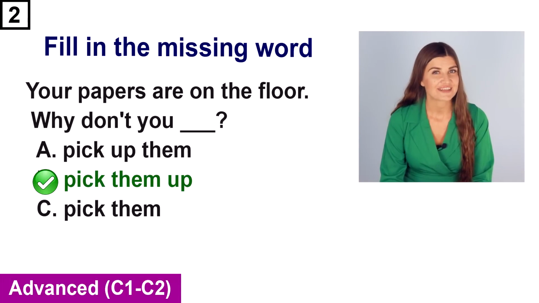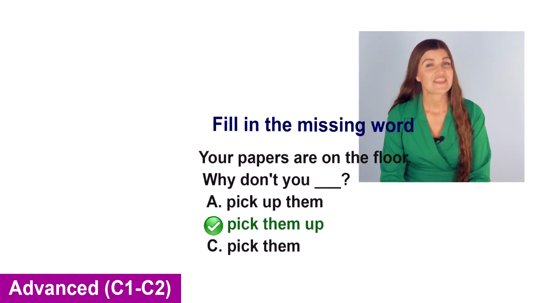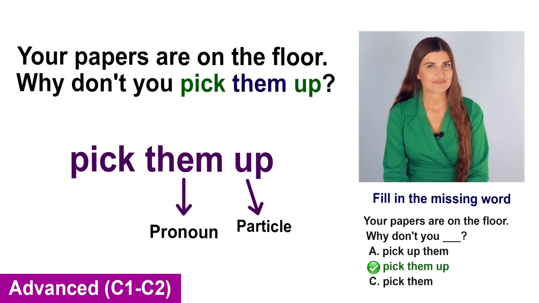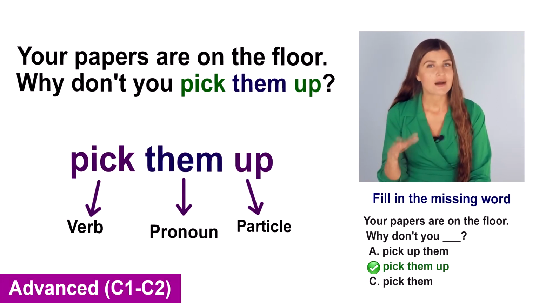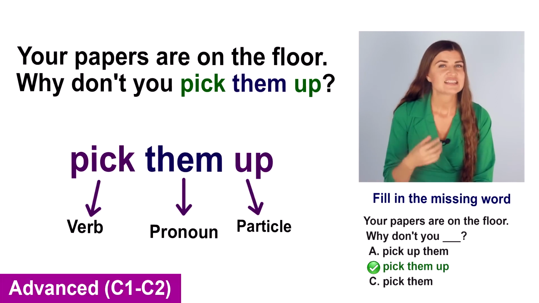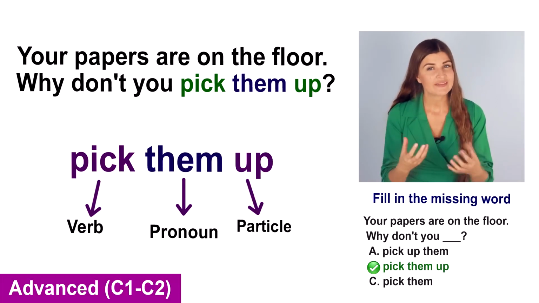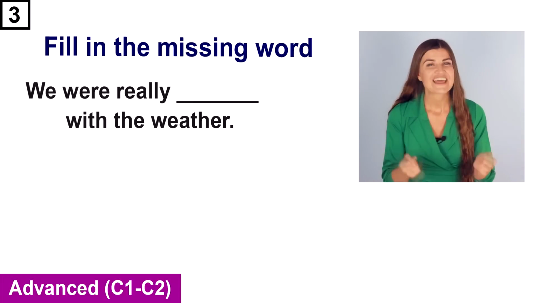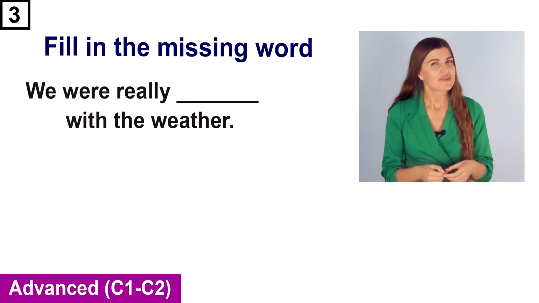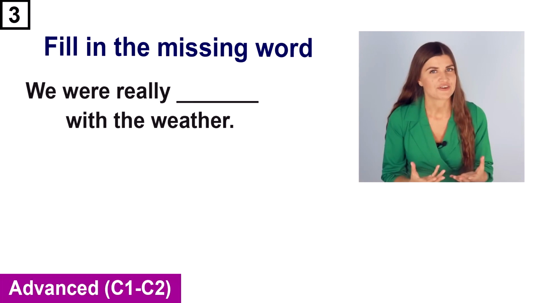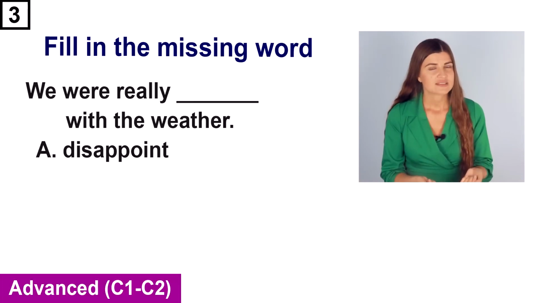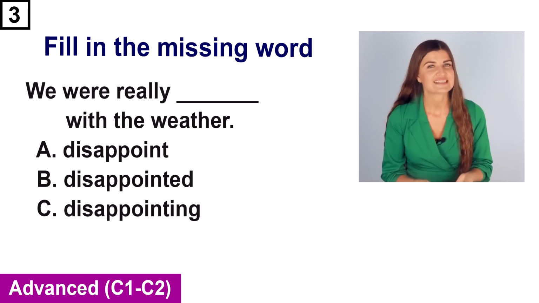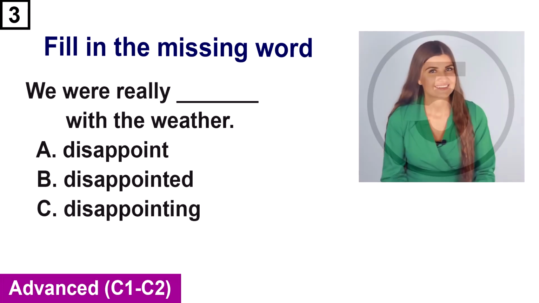The right answer is pick them up. Them is a pronoun and up is a particle. When the direct object is a pronoun, it's usually placed between the verb and the particle. Pick them up. The next one. We were really with the weather. A. Disappoint. B. Disappointed. C. Disappointing.